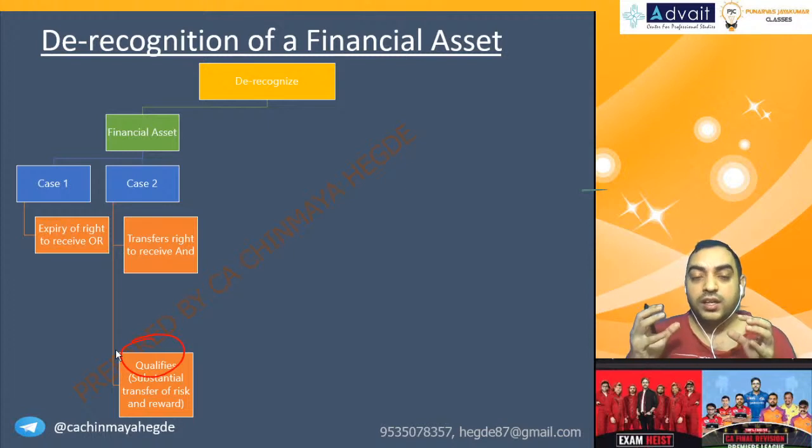I would like to give an example of the difference between factoring with recourse and factoring without recourse. Factoring with recourse means once you transfer the right to receive, in case the factor is not able to collect, he will pass on the loss to you. So have you transferred the substantial risk and reward? The answer is no, because in case he is not able to collect, you will have to face the consequences. So that does not qualify for transfer. That does not qualify for derecognition.